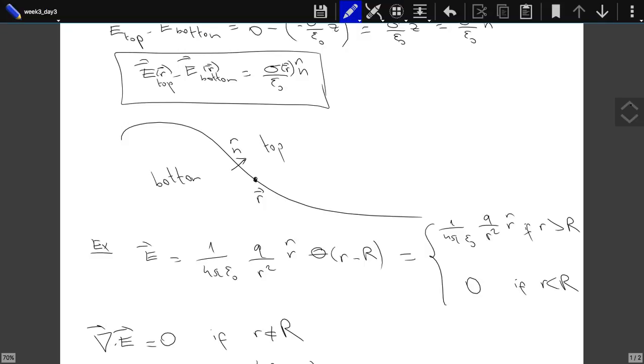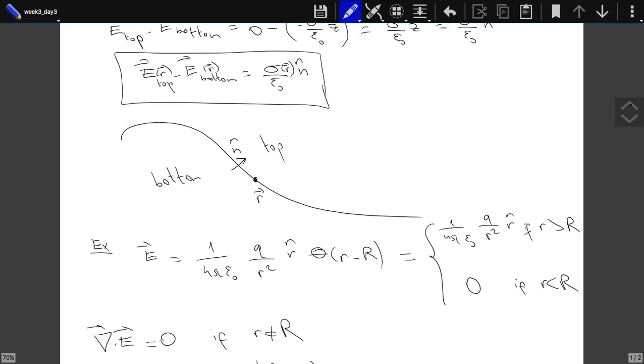And if you avoid those points, we know that at this point, the electric field is discontinuous. If we avoid that region, the divergence of the electric field is 0. So you can just find this by directly substituting these expressions into the definition of the divergence.